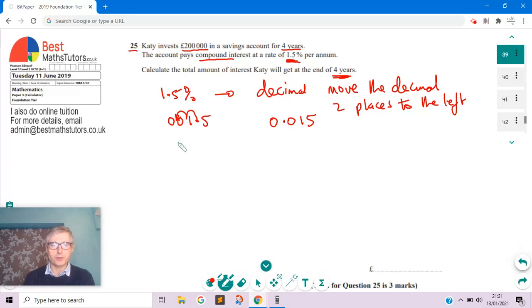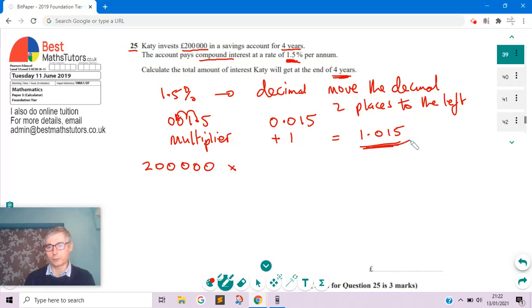And then what we can do is get what's called a multiplier. Since it's being increased, we add this to 1, and what we'd get is 1.015. Then we can multiply the money we've got there, the £200,000, by that multiplier that we've just worked out, 1.015.